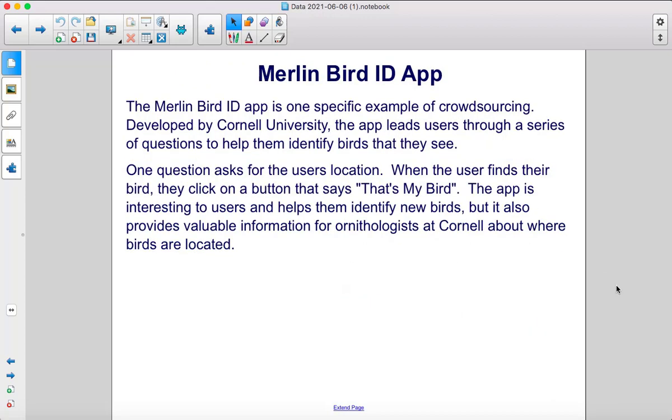The Merlin Bird ID App is one specific example of crowdsourcing. Developed by Cornell University, the app leads users through a series of questions to help them identify birds that they see. One question asks for the user's location. When the user finds their bird, they click on a button that says, "That's my bird." The app is interesting to users and helps them identify new birds, but it also provides valuable information for ornithologists at Cornell about where birds are located.